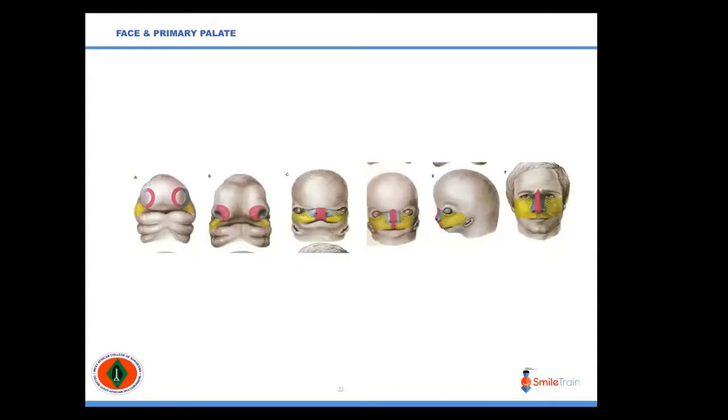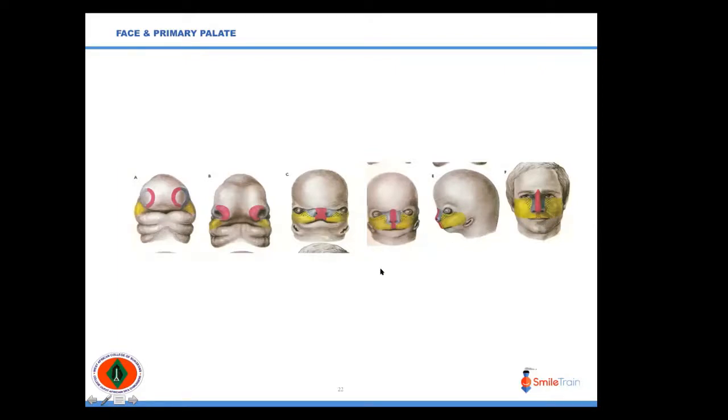So we can see this is the lateral nasal plug, and this is the medial, and this is the maxillary process. As they move together to now form the face, you can see the yellow side is from the maxillary process. The blue one is from the lateral nasal, and the pink one is from the medial process. So this is how the face is formed from the processes, and the mandible is formed by the mandibular process.